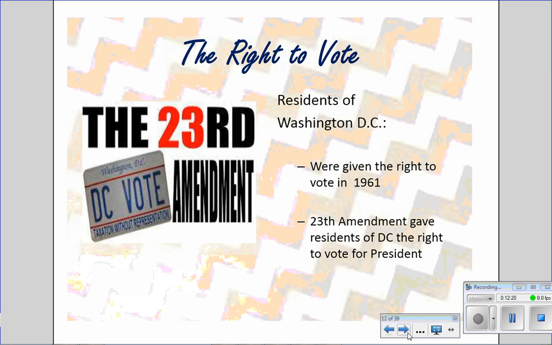But you guys might still see that D.C. residents, a lot of them have license plates that say, taxation without representation. And part of that is because they still don't have any representation in Congress, that they are not represented in the House of Representatives or in the Senate. So that means that they don't have a lot of say in the laws that are passed in this nation, even today.